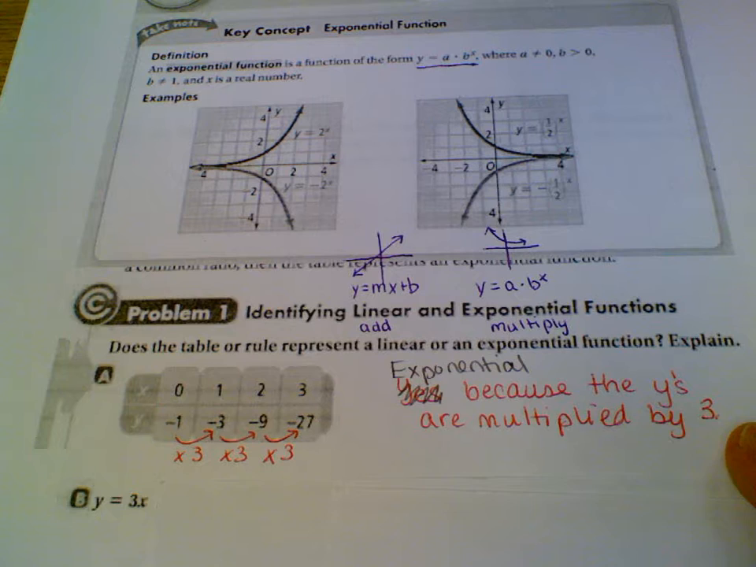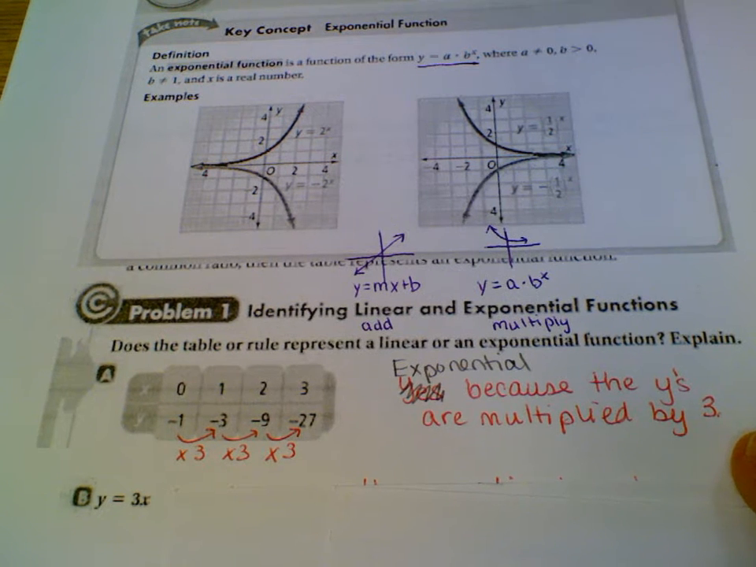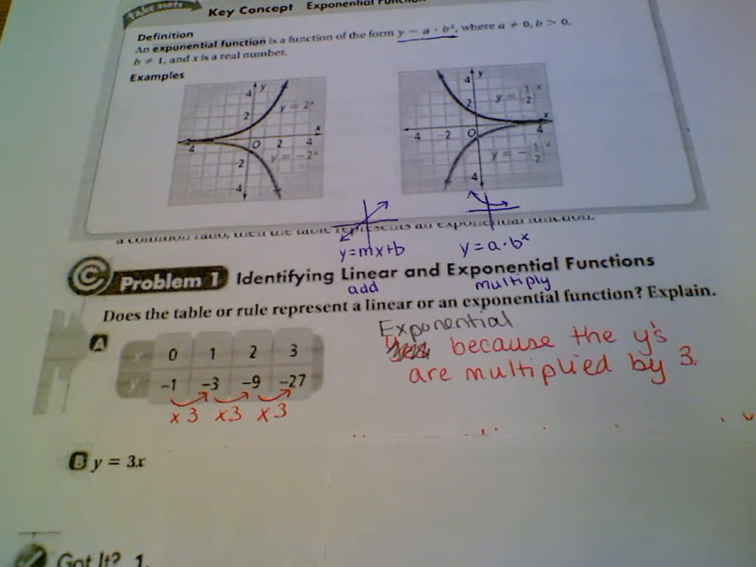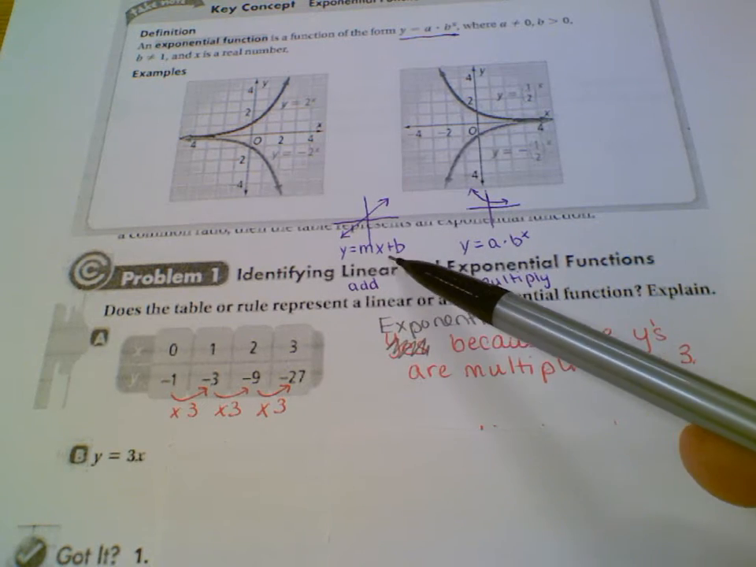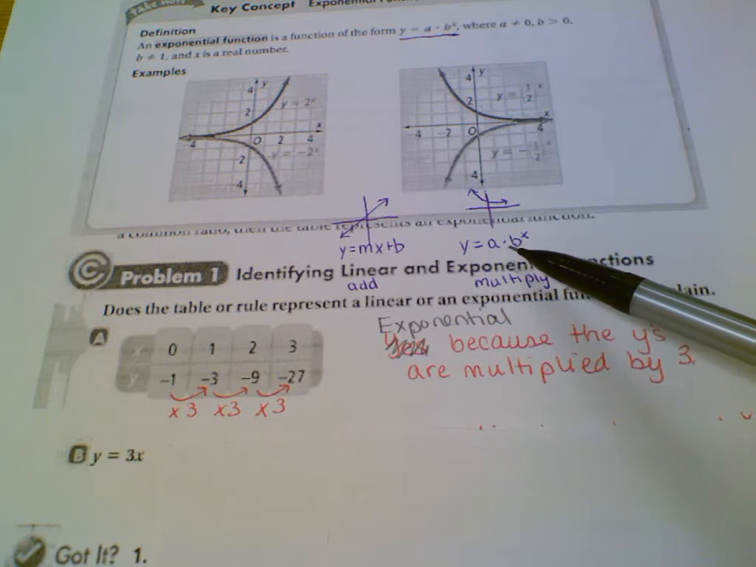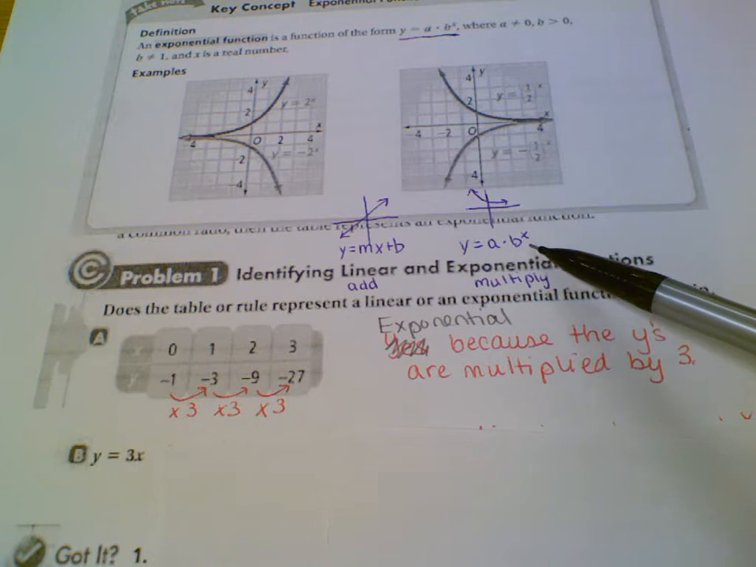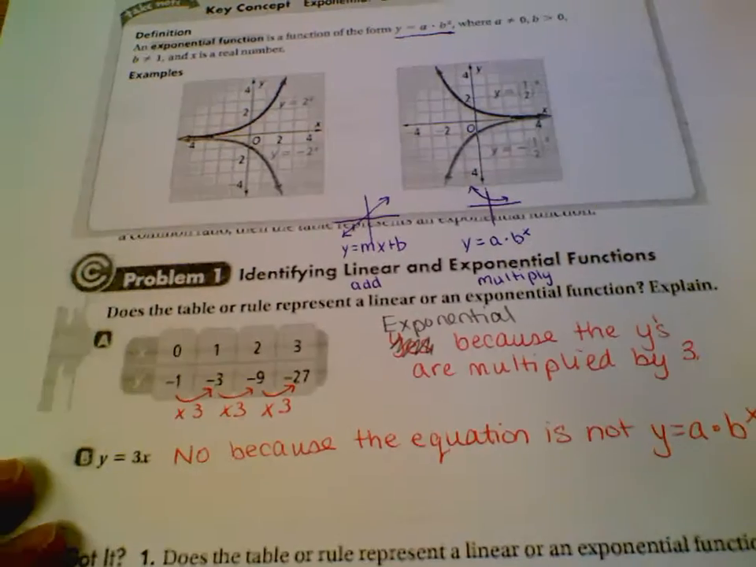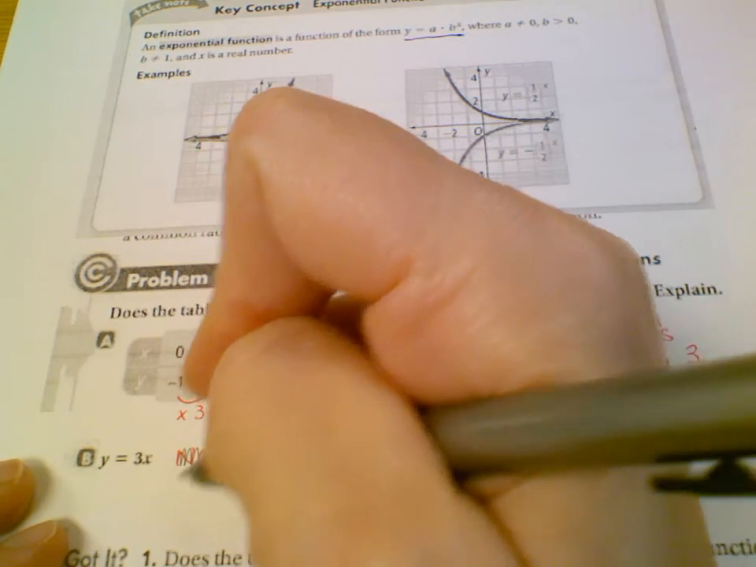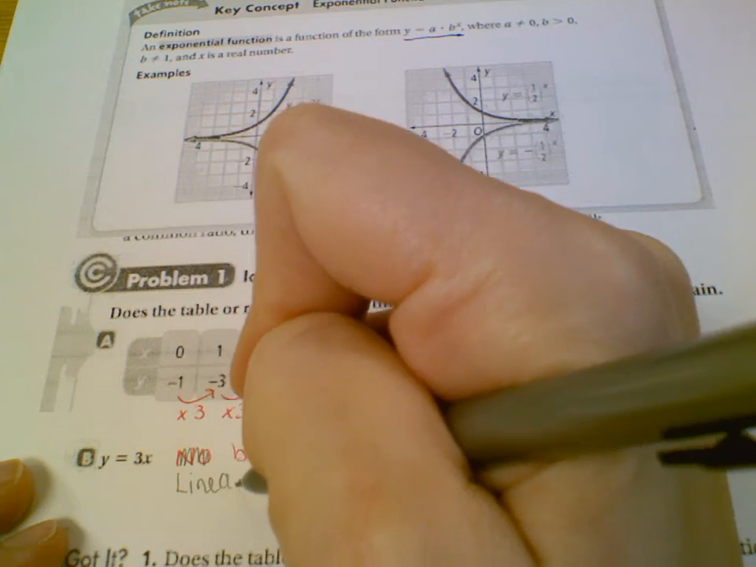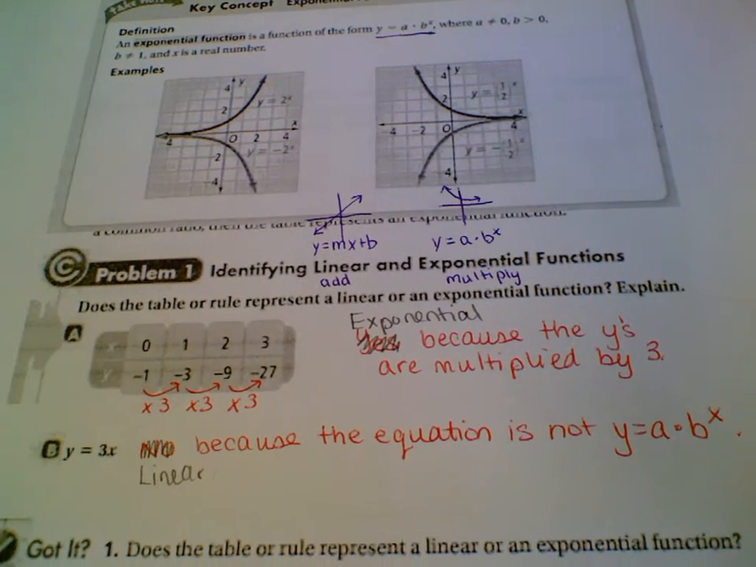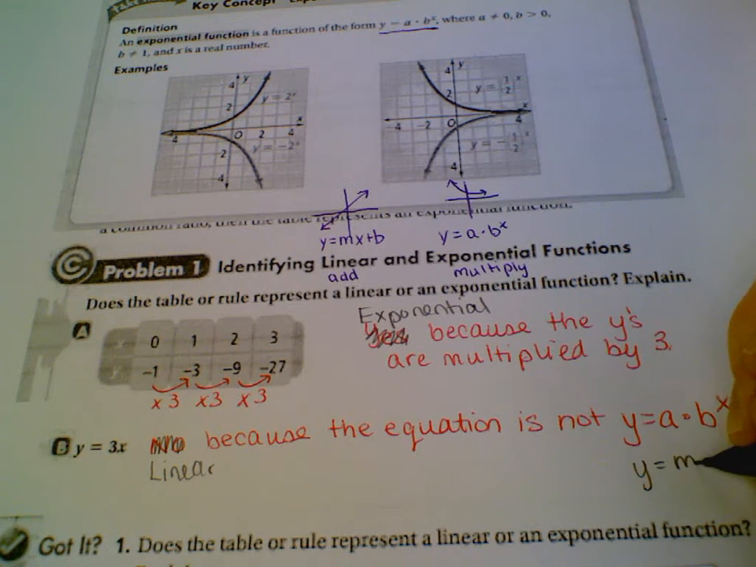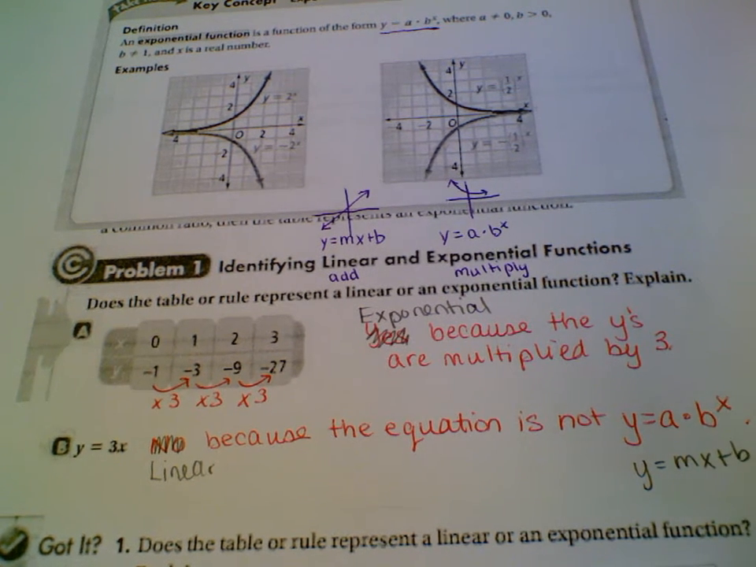Now on the next piece, I have just y equals 3x. This is in the form of either this equation or this equation. Well, there are no powers, where it says like 2 to the third. There are no powers in here. So automatically, this has to be linear because my equation does not have a power. It is more of the form of y equals mx plus b.